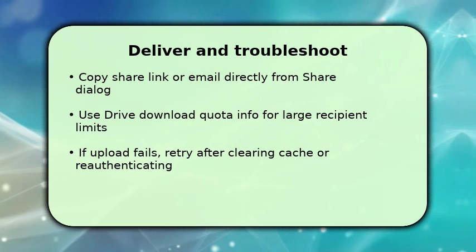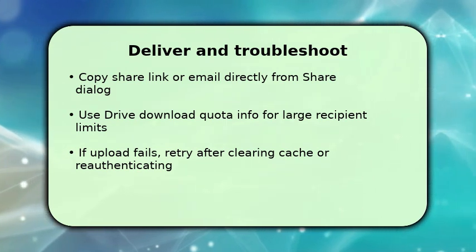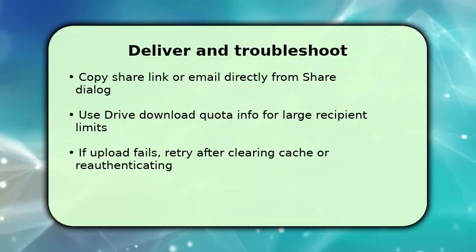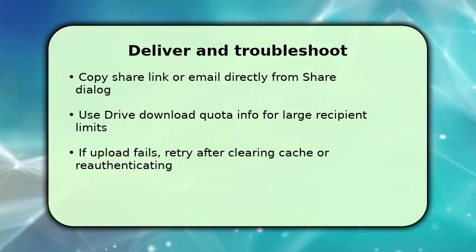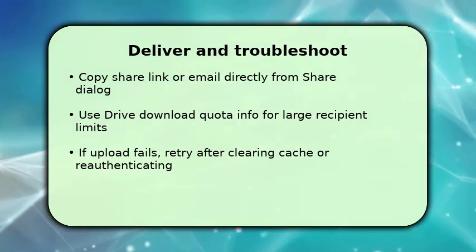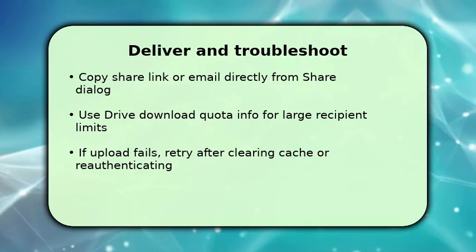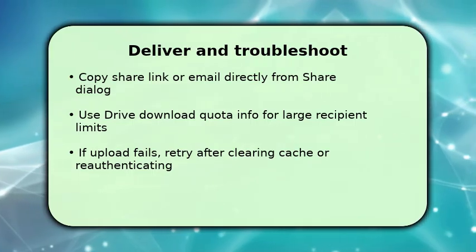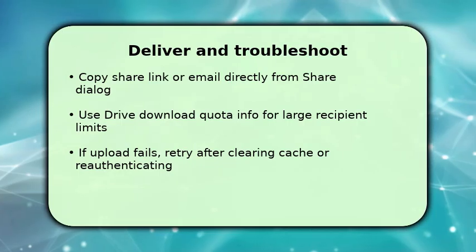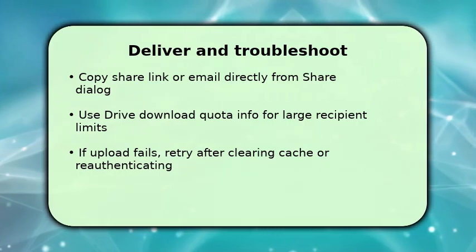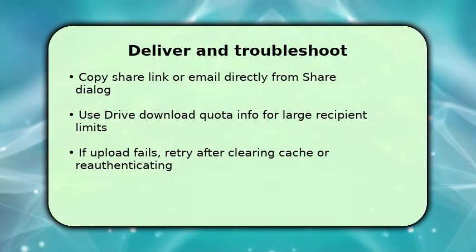If recipients need a local copy, remind them about Drive download limits and suggest using Drive for desktop to sync the file. If anything goes wrong, slow upload, stalled transfer, or permission errors, clear your browser cache, sign out and back in, or try the Drive desktop app. These steps fix most auth and caching issues quickly, so you can resend the link.